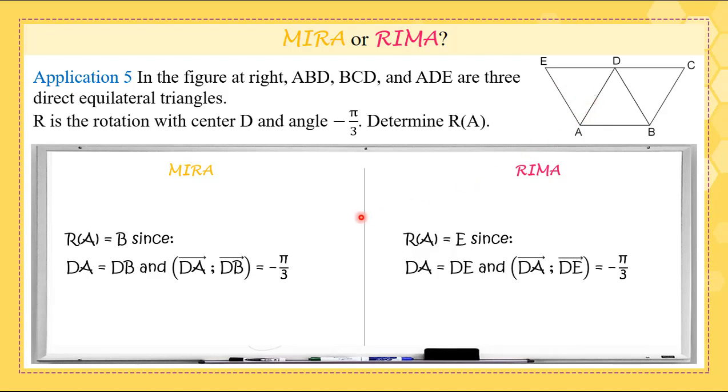Now I think Mira's answer is incorrect, since the angle between dA vector and dB vector is equal to pi over 3, not minus pi over 3. Then Rima's answer is the correct one.